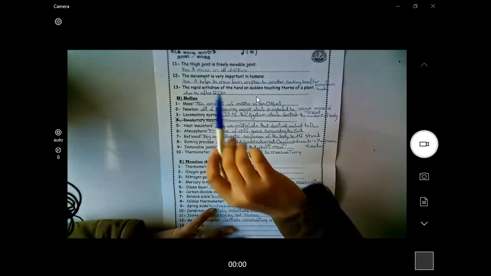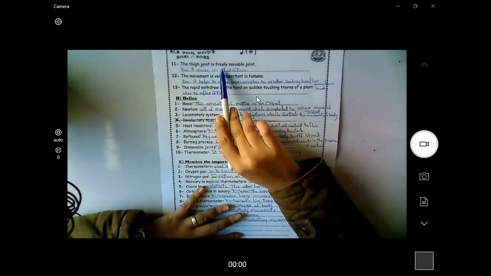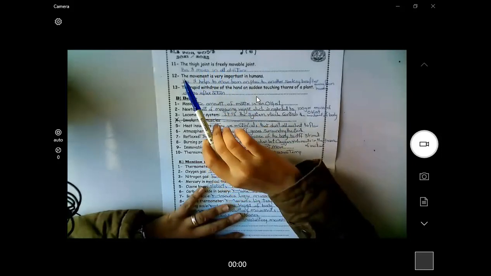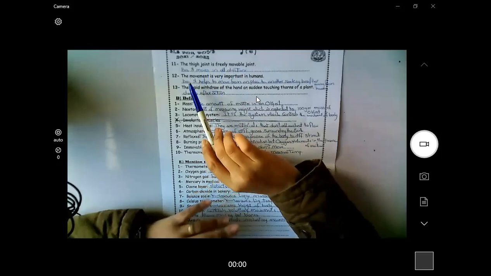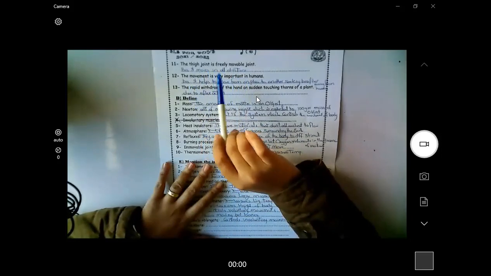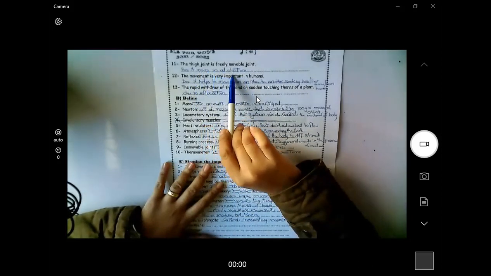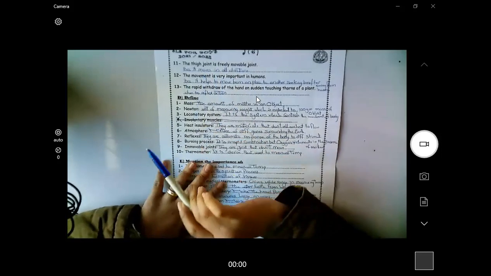Question number 11. The thigh joint is freely movable joint. اللي هي الهيب joint. طيب why it is freely movable joint? Because it moves in all directions.